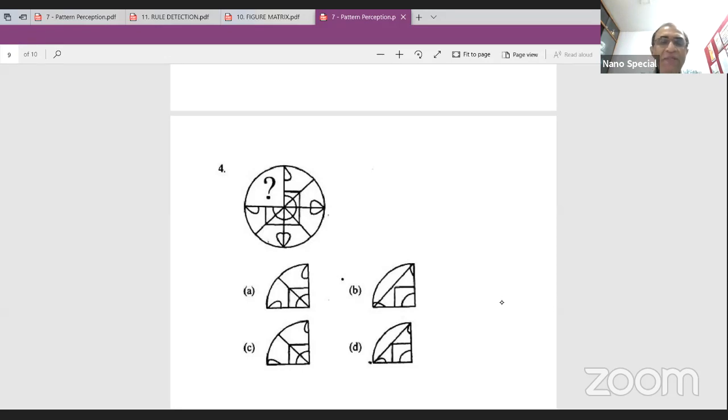Okay. So basically what's happening here? One is that this line has to be extended. On that basis, this is out, this is out. Then there is this. This has to be completed. All right. So that has to be completed. This has to be completed. Right. And this square has to be completed. And the circle has to be completed. So all of these things are in A. So straight away, we can say A is the answer.